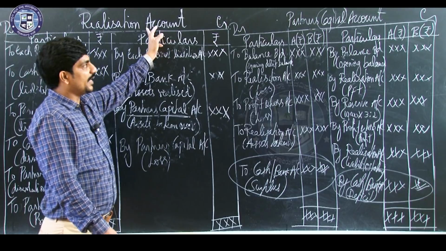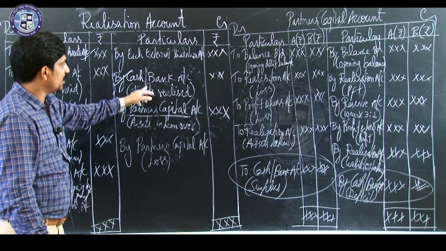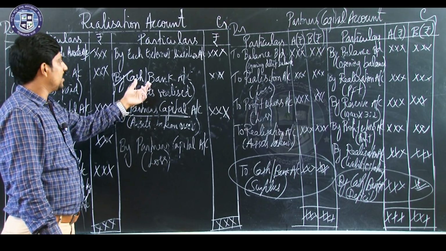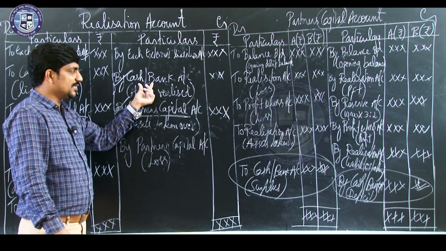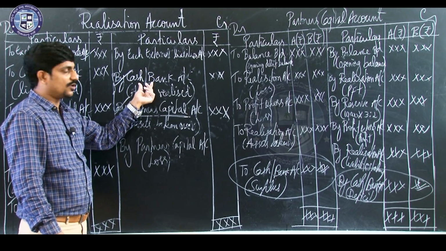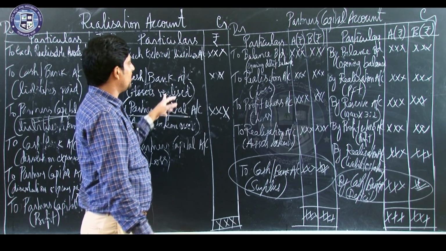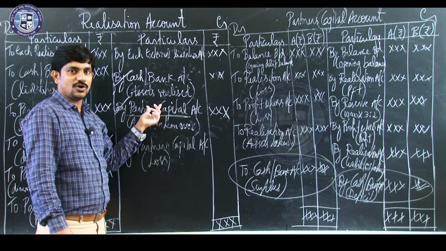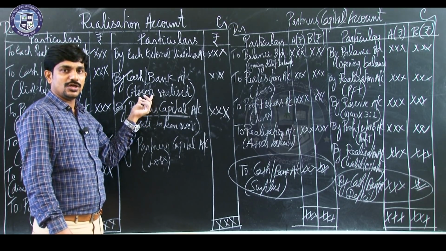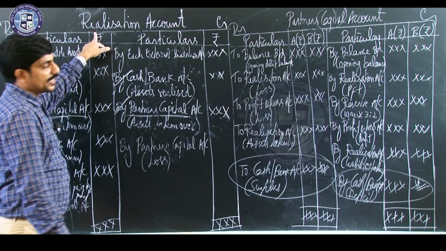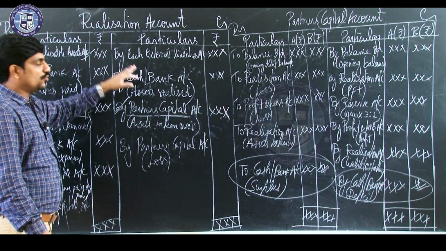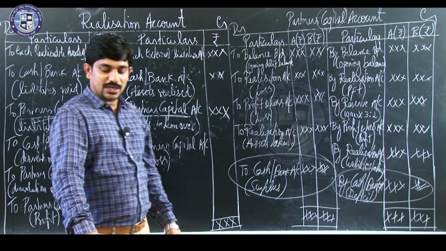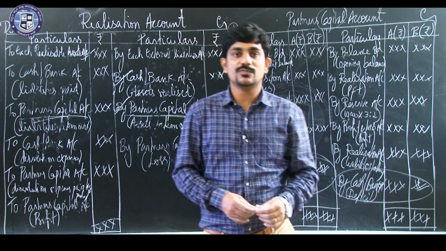Then come to the credit side of realization. Is there any cash here? Yes. This is for assets realized. Again, this information also you transfer to the cash or bank account. Here in the realization account, which side have you written? Credit side. So, when you are transferring to cash or bank account, which side will it go? Debit side. What do you write? To realization account.